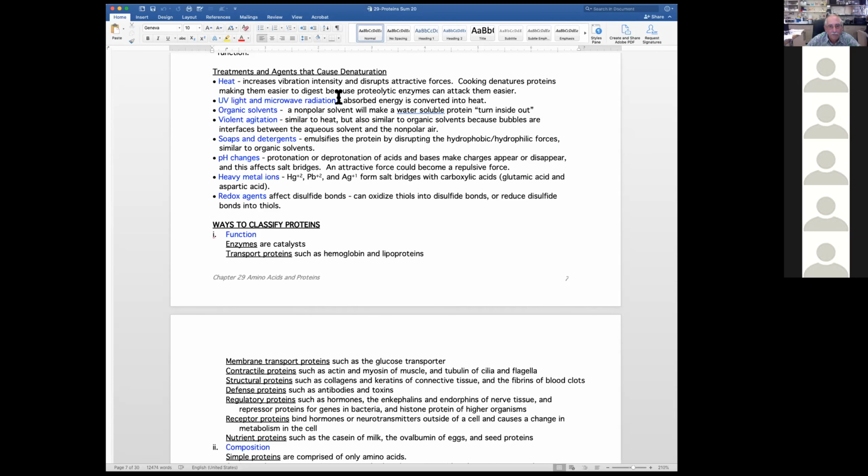UV light and microwave radiation, why? Because all that is absorbed by the proteins and turned into heat. Organic solvents. For example, if you take a water-soluble protein, the amino acids outside in contact with water are going to be polar. Now you put it into a non-polar solvent, you basically tell the protein to turn its inside out.